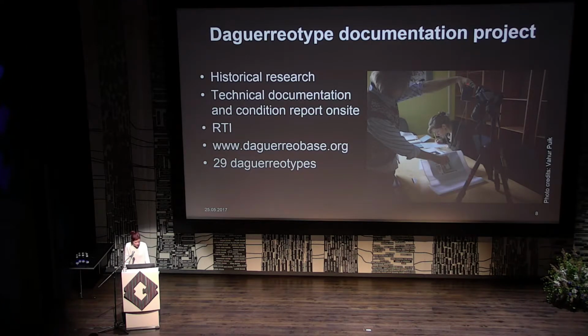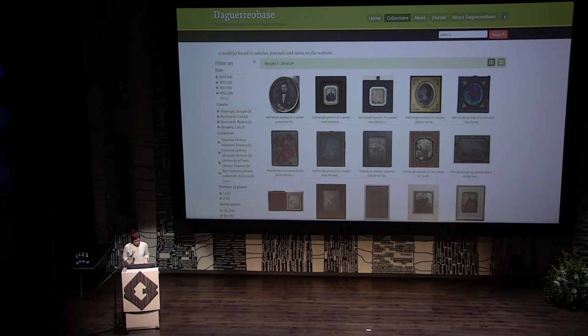As a result, we found 29 daguerreotypes, 23 of them from institutions, libraries, archives, and museums, and 6 from private collections. There are probably more in private collections, but we were focused mainly on institutional daguerreotypes. So here's the daguerreobase. If you type Estonia into the search field, then you will find all of them in the database as well.